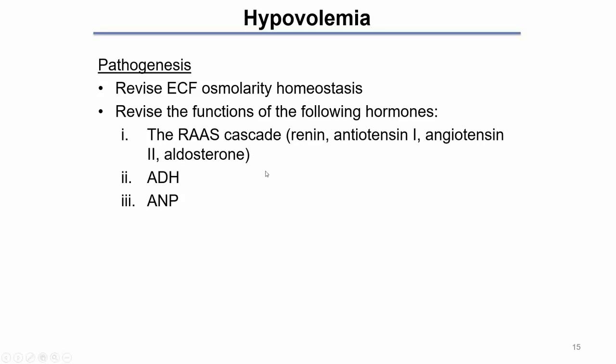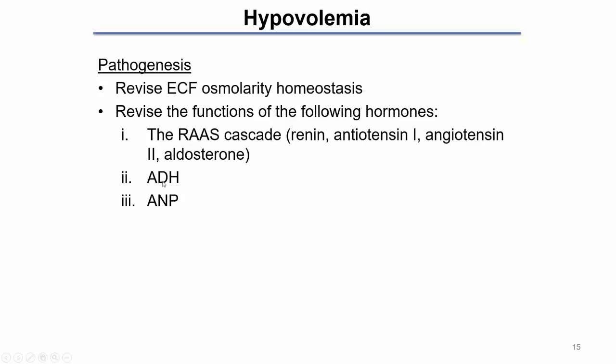So we're talking about renin, angiotensin 1, angiotensin 2, and aldosterone. We've covered this in ENP, so please make sure that you go over this again. It's in the textbook as well. Also, we mentioned the role of ADH, or antidiuretic hormone, in increasing water reabsorption in the collecting tubules of the kidneys.